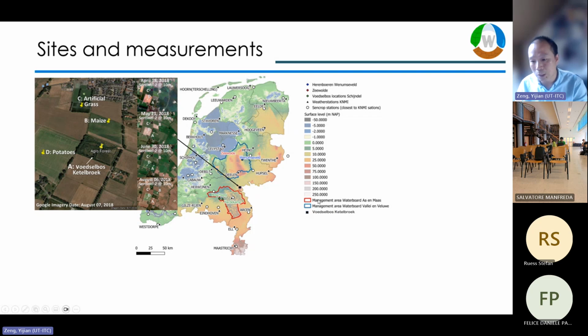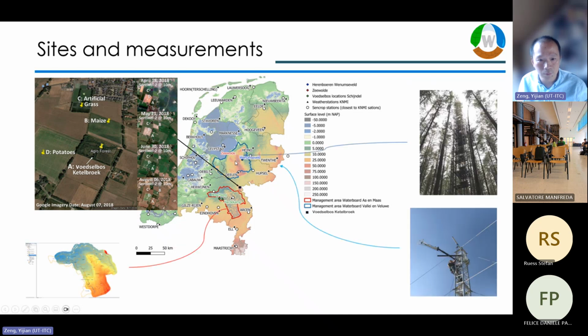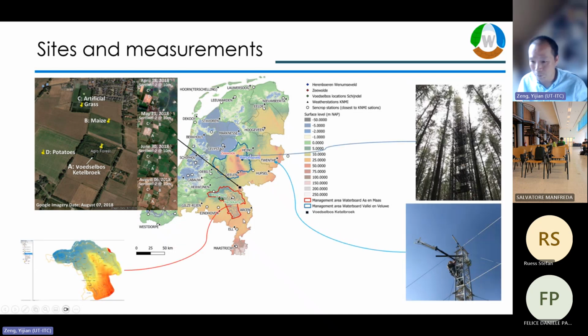So as mentioned, this project is really focused on understanding the drought impacts in the Netherlands. We have several sites. One is in Twente, where we are based at the University of Twente, and also Salvatore has been here. We also measured several other ecosystems in the center of the Netherlands and also in the south of the Netherlands.